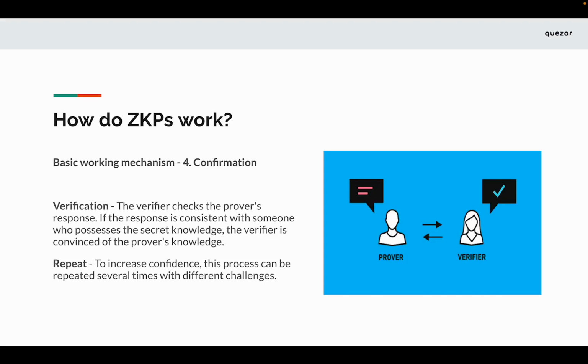At last, the verifier checks if the prover's response is consistent with someone who knows what the prover claims they know. This process might be repeated multiple times with different challenges just to increase confidence in the prover.